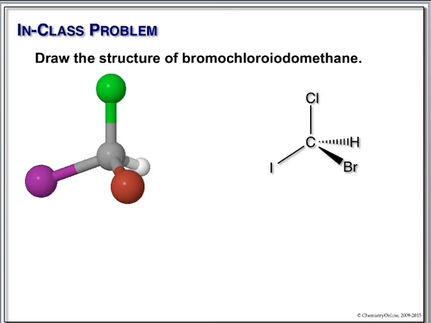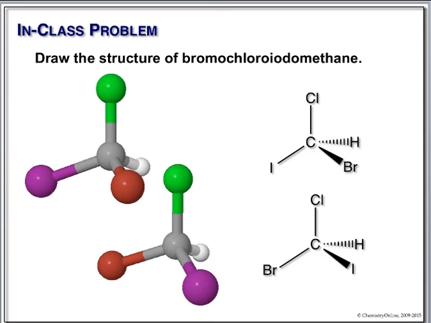Now I could have drawn this differently, couldn't I? I could have drawn it like this. Bromine and chlorine in the plane, instead of iodine. Iodine forward, hydrogen back. And that would look like this. Again, these two in the plane, forward and back.